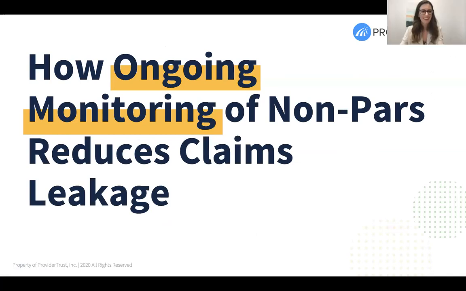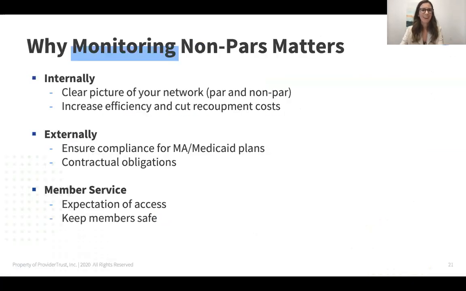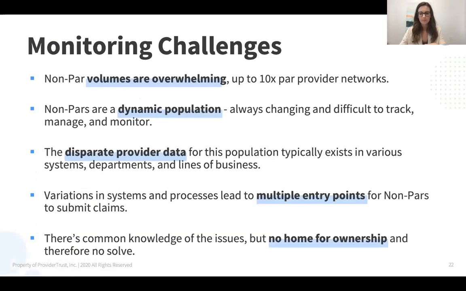Thanks, Dave. All right. So as we look at monitoring as a really key solution for reducing that claims leakage, especially within your non-PARs, our perspective is really that you can see a whole bunch of benefits across your organization that can really elevate your compliance, especially within your government programs, and ultimately serve to keep members safe as you're better able to identify those bad actors, even though you are not in a participating relationship with them.